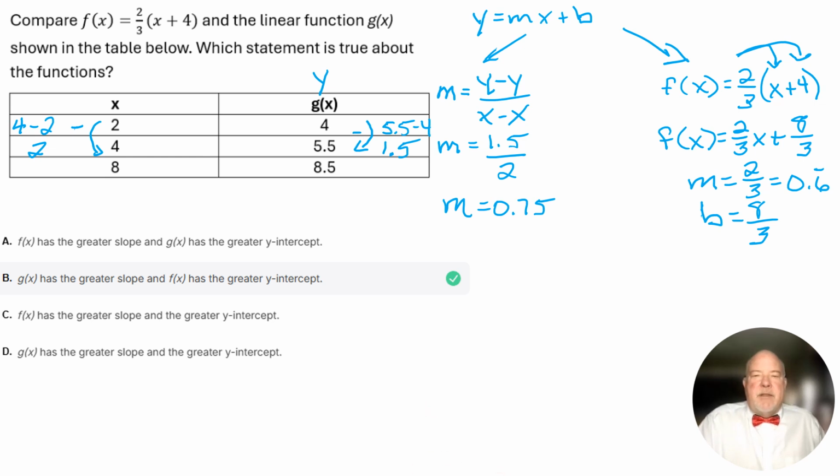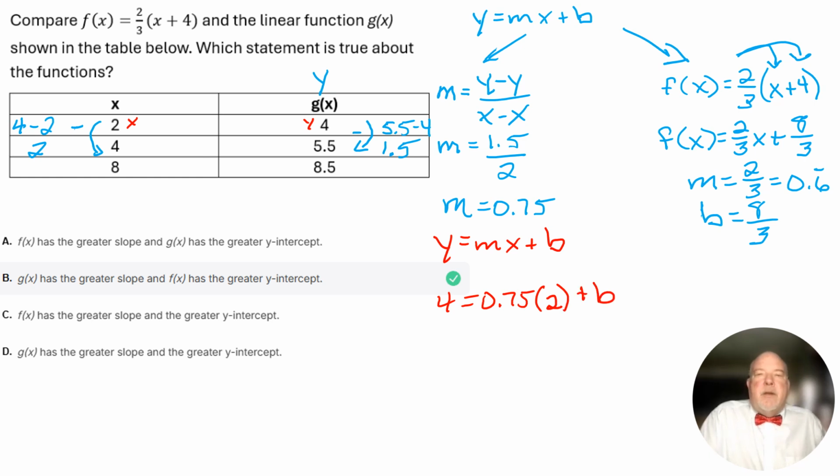Okay, so I'm going to take y equals mx plus b. Again, I'm trying to find the y-intercept, the b. And I'm going to plug in the y value, which I said is 4. So I'm using this for my y, and this for my x. And for the slope, we calculated that as 0.75.